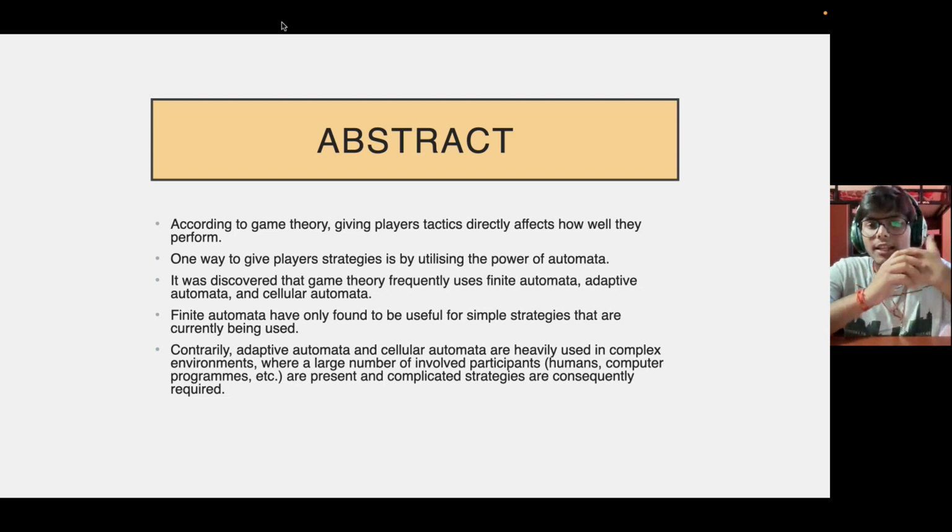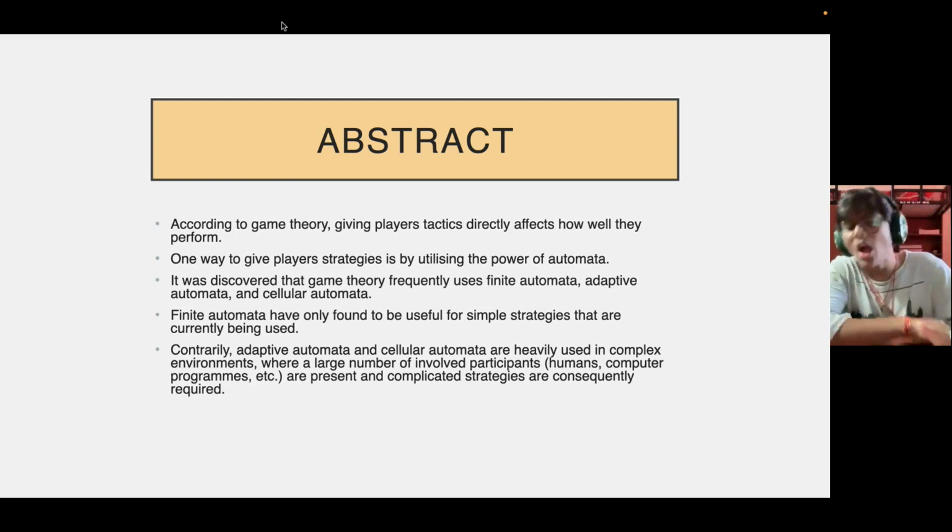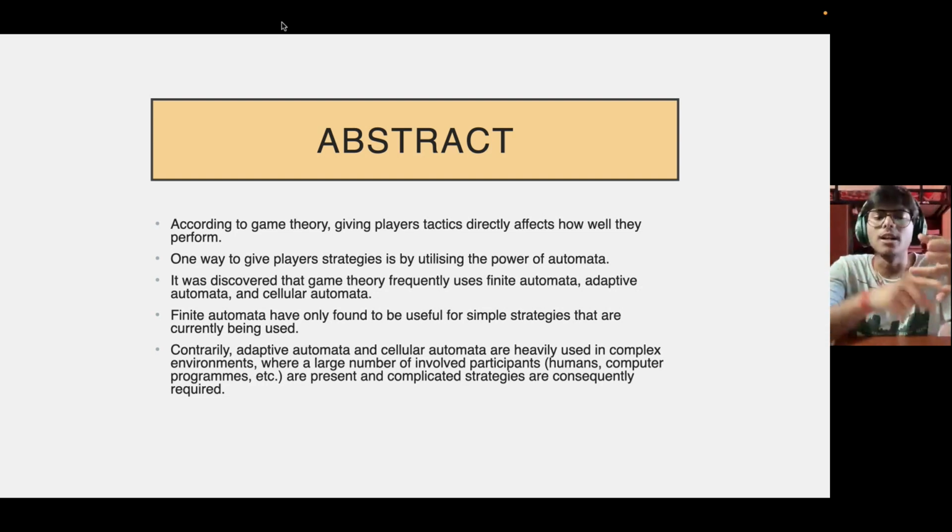It was discovered that game theory frequently uses finite automata, adaptive automata, and cellular automata. Finite automata have been found to be useful only for simple strategies that are currently being used. For complex environments or complex strategies, we'll be using adaptive automata and cellular automata. They're heavily used in complex environments where a large number of participants like humans, computers, programs, etc. are present and complicated strategies are consequently required.